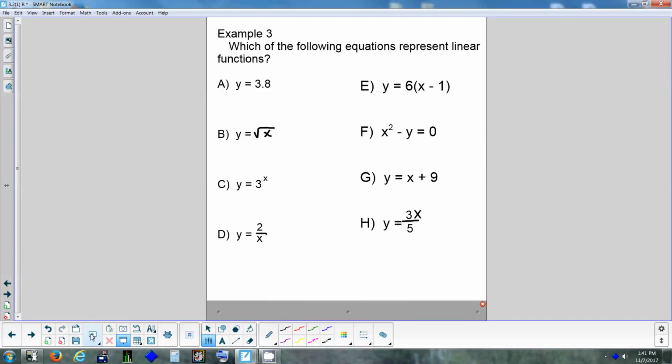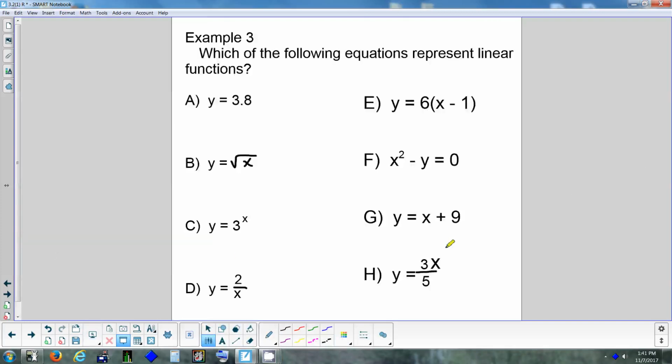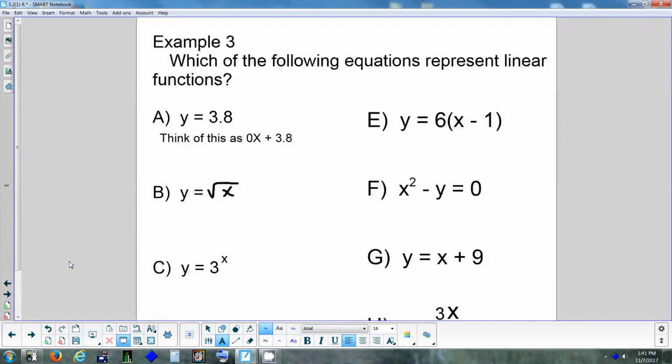So A. Someone tell me by raising their hand, is that going to be linear or non-linear? Linear, right? Even though it's got a decimal, there's no exponents there. There's no square roots there. None of that stuff is there. Even though the x is not there, that's okay. It'll still work. Think of this as 0x plus 3.8. If you had y equals just a number, that's okay. It'll still be a function.